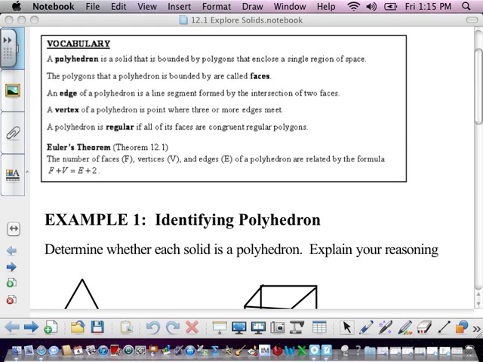An edge of a polyhedron is a line segment formed by the intersection of two faces. A vertex of a polyhedron is a point where three or more edges meet. A polyhedron is regular if all its faces are congruent regular polygons.